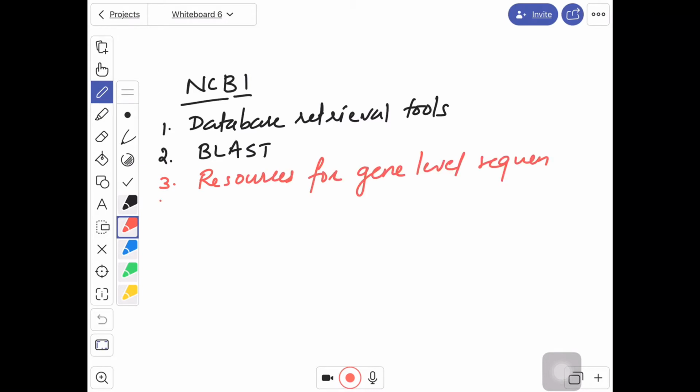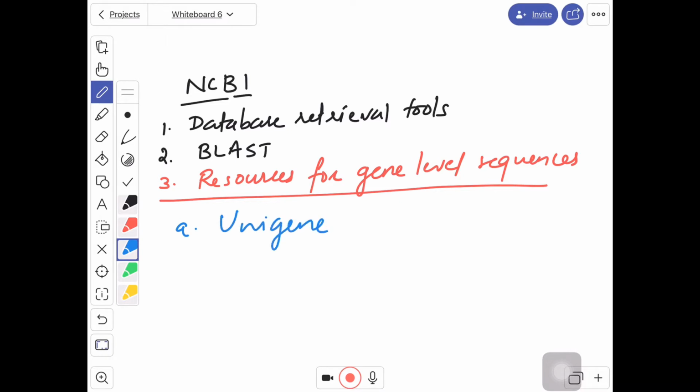So under these resources for gene level sequences, the first one we are going to discuss is UniGene, then HomoloGene, and third one is RefSeq.